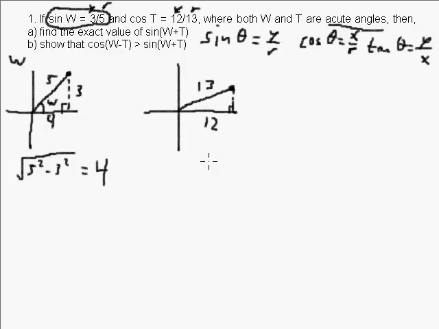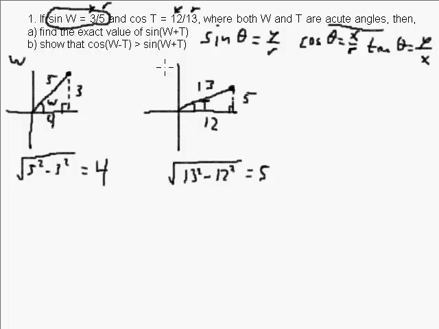Now 13, 12 is actually a special triangle as well, but I don't remember what it is, so we'll just go over it again. So you do 13 squared minus 12 squared. You take the square root. So 169 minus 144 is 25. Take the square root of 25 and you get 5. So, okay, now that I have these triangles, this is the W, this is the T.